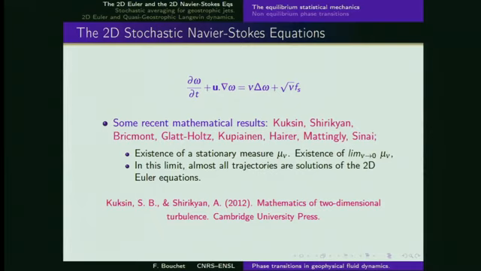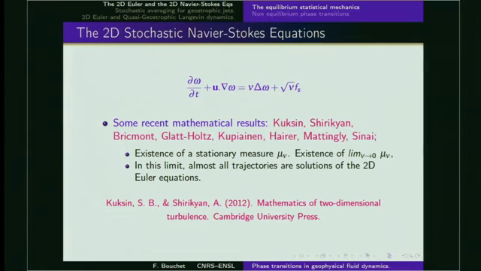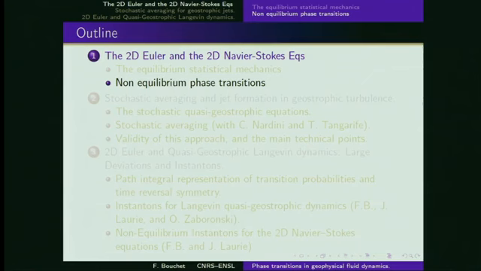So the 2D stochastic Navier-Stokes equation has also been studied a lot by many people from mathematical physics. Some of the names are here. There are many other names. For instance, I have added this one yesterday after the talk of yesterday. Basically, the kind of result is the proof of the existence of a stationary measure, and the limit of this measure when nu goes to zero, which is called the inertial limit. And basically, as was told yesterday, in this limit, almost all trajectories are solutions of the 2D Euler equation. So there are, for instance, these books that have recently been published by Kuksin and Shirikyan.